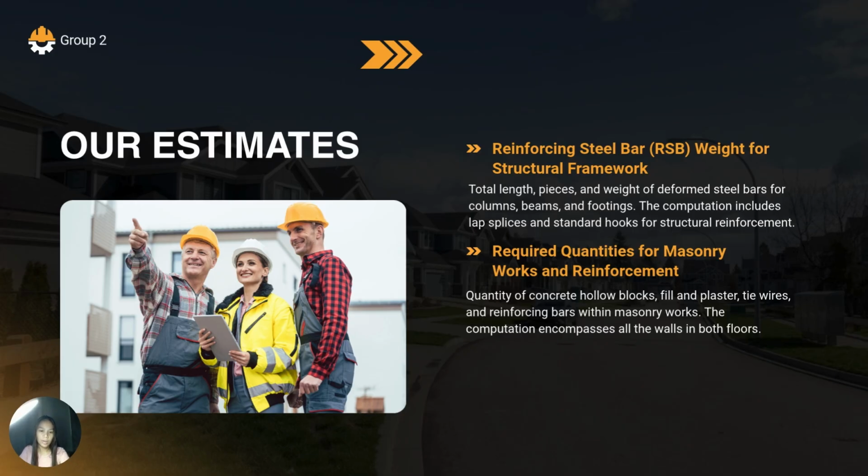Lastly, we estimated the required quantities for masonry works and reinforcement. This covers the number of concrete hollow blocks, plastering materials, filling materials, tie wires, and reinforcing bars required for the wall construction. The calculations include all masonry walls for both floors and the structure to ensure accurate material estimates and efficient construction planning. That concludes.